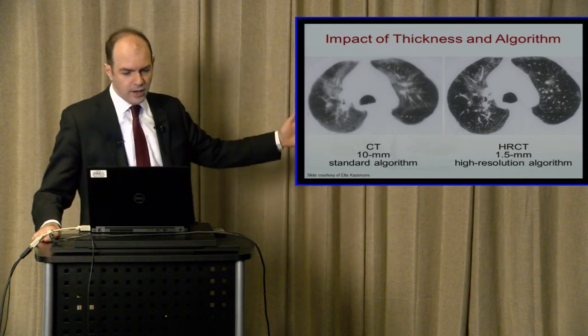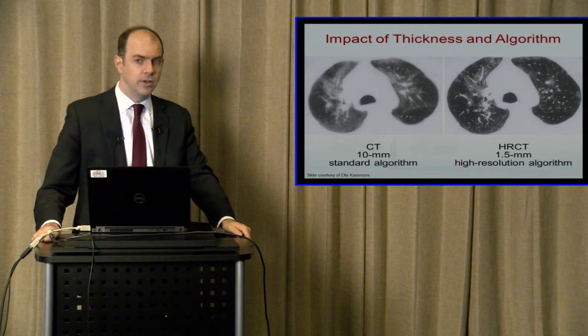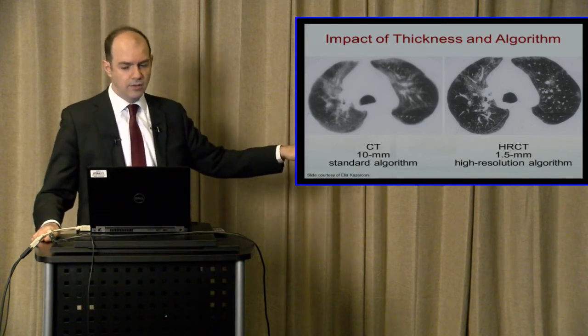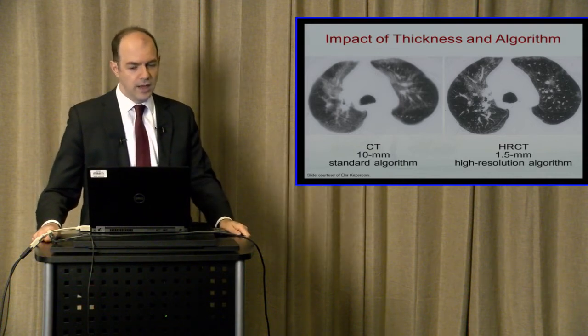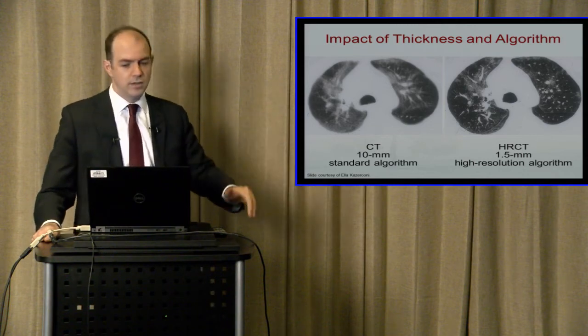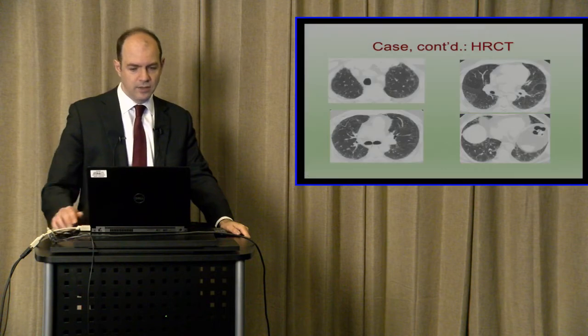But you can see here on the left, 10 millimeter with the standard reconstruction looks pretty blurry. But then when you take the same patient and do a high resolution reconstruction and do thin imaging, we get a lot more detail, and we can really distinguish now some of this hazy inflammatory change from more reticular fibrotic change and some traction bronchiectasis.